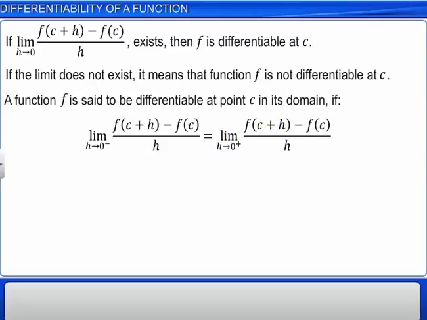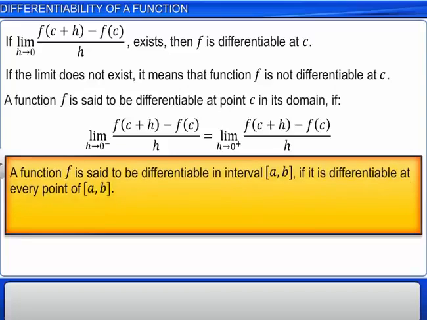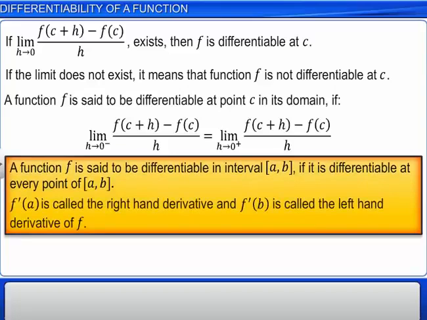A function f is said to be differentiable in closed interval a, b if it is differentiable at every point in the interval and also at the endpoints a and b. The derivative of a function at point a is called the right-hand derivative, and the derivative at point b is called the left-hand derivative of the function. A function is said to be differentiable in open interval a, b if it is differentiable at every point of the interval.